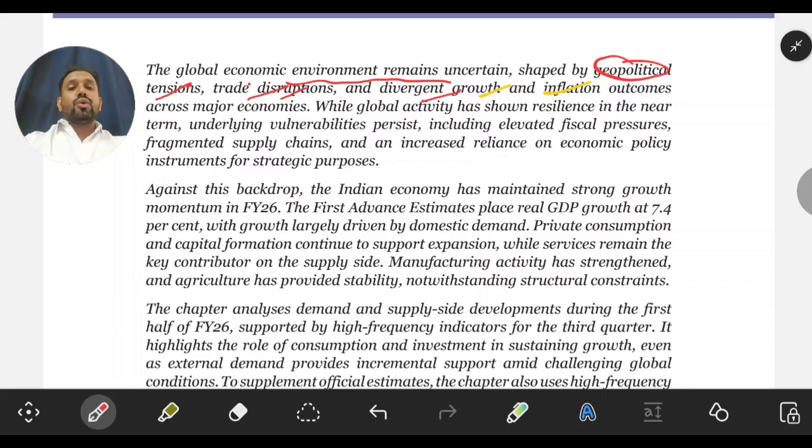Okay, so whenever growth is happening, obviously there is more supply of what? Goods will be there. When there is more supply of goods, there will be a decrease in prices. But if there is a divergent growth rate, if a country has a very low growth rate, obviously supply will be less because production is less, and that particular country may go for what? Inflation. So we are able to see different inflation outcomes across the world. That is what the survey says.